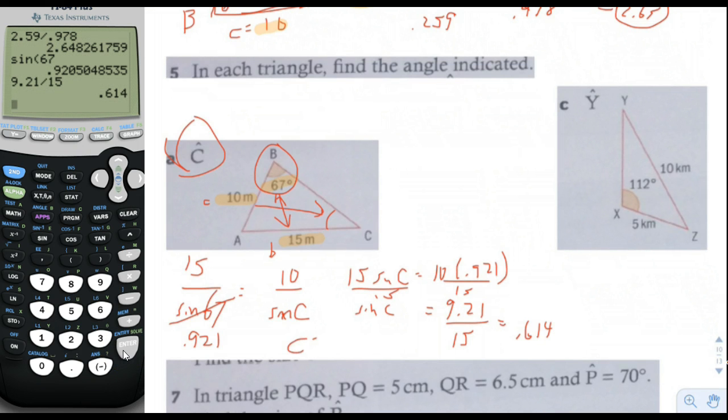Now to find C, we do the inverse sine, which you did before in the other exercises. Inverse sine of 0.614 is 37.9 degrees. Okay.